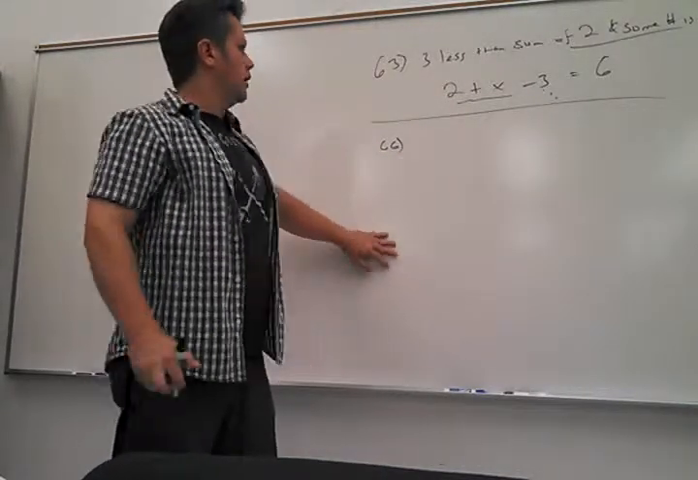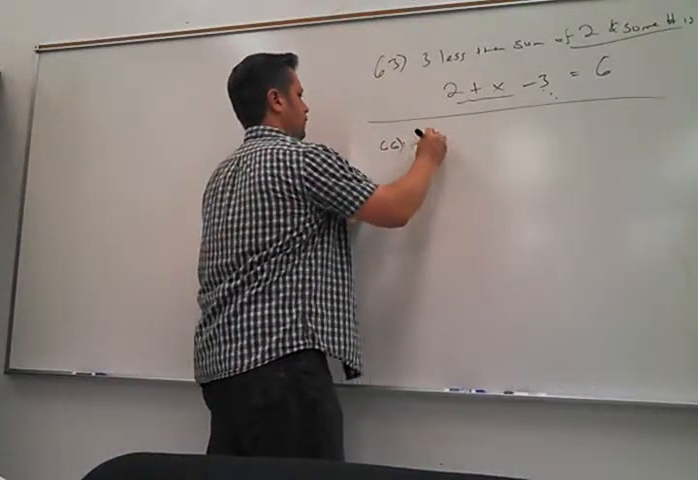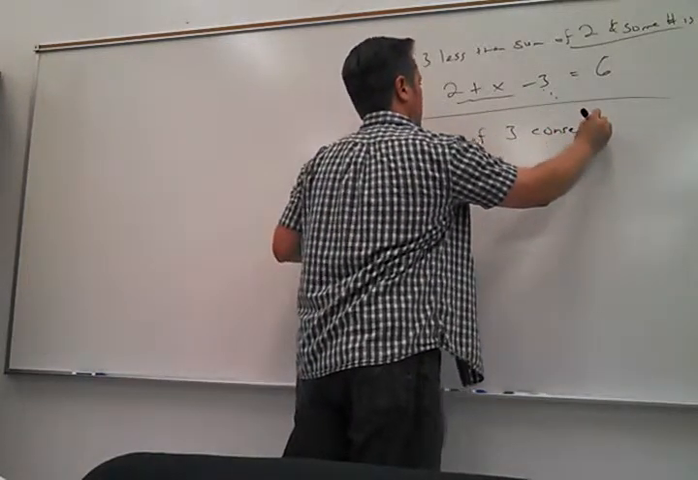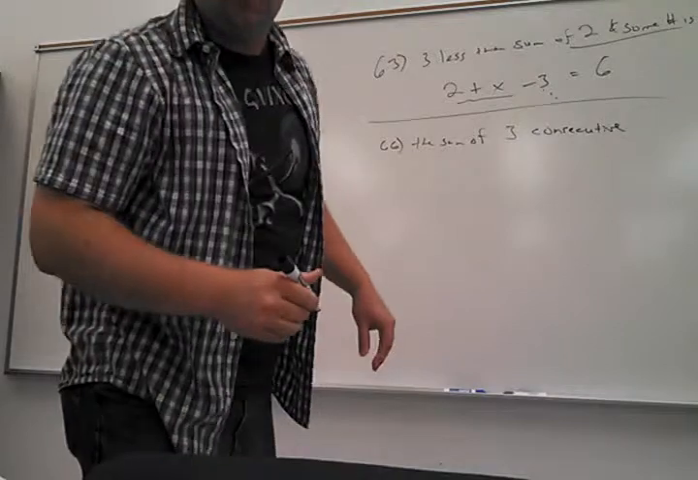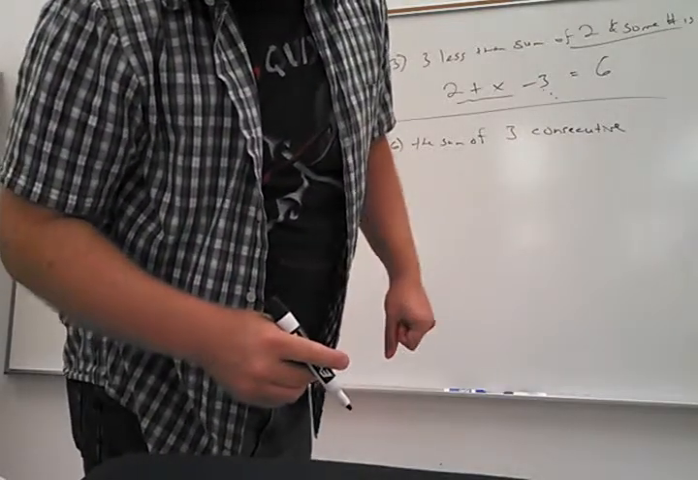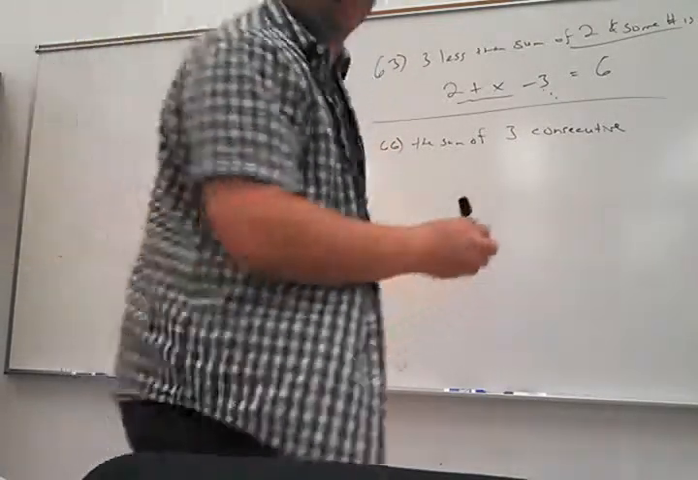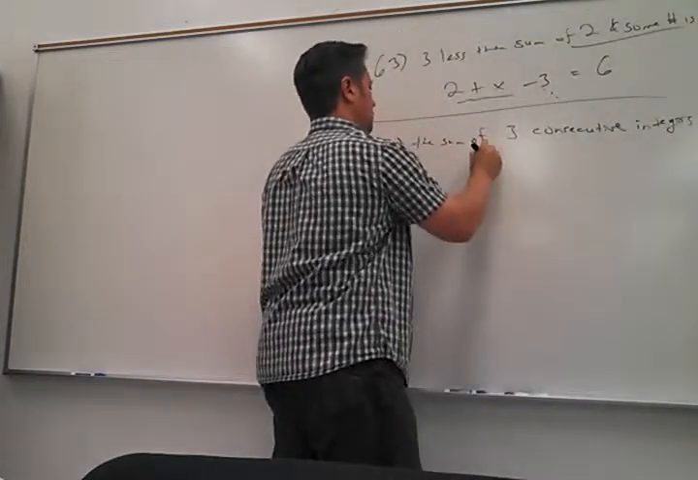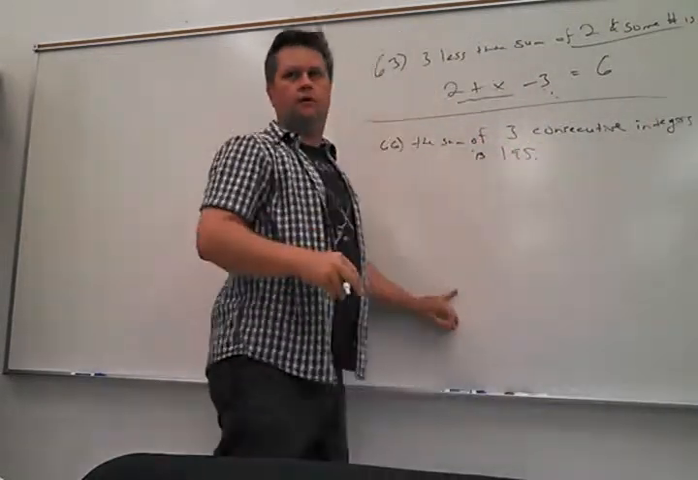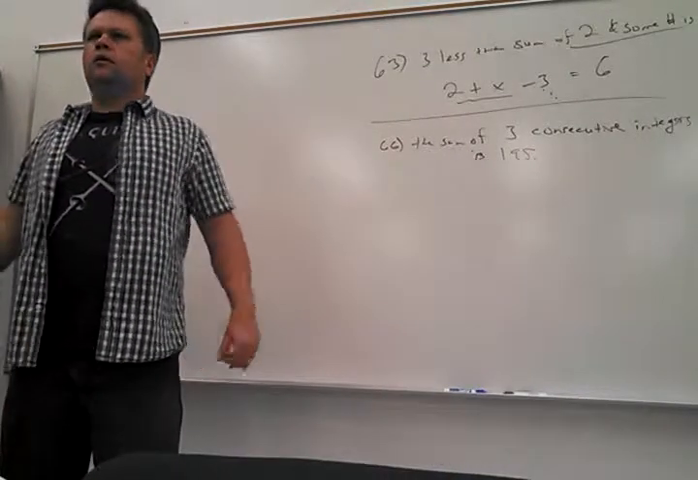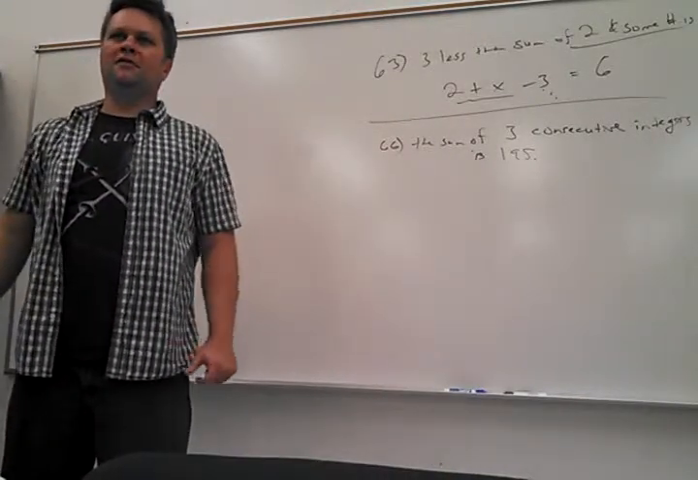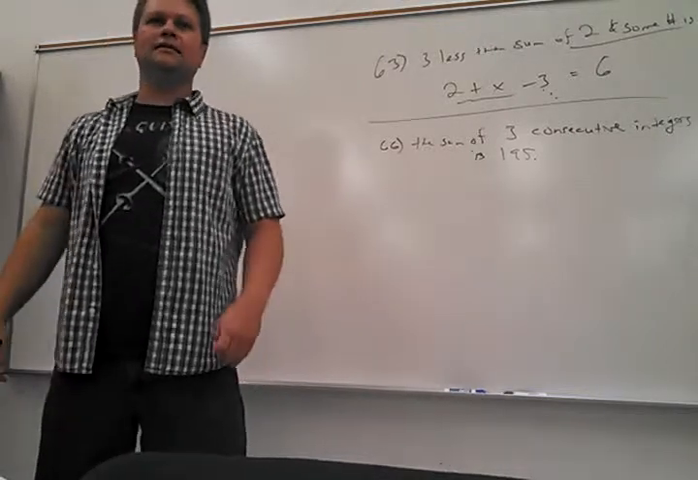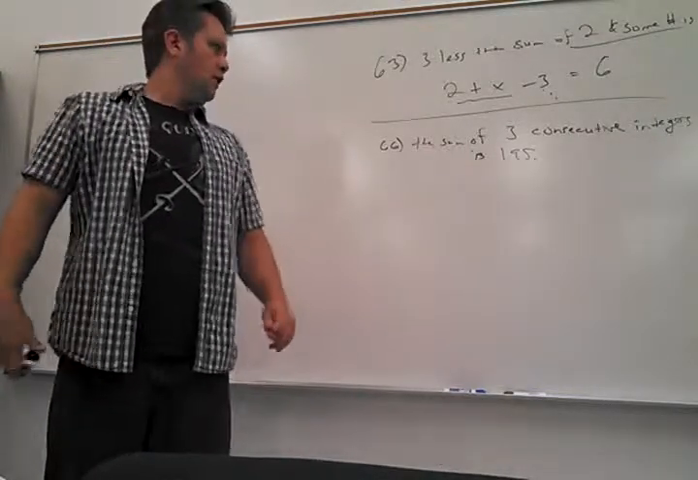And again, this is still in the white book, but it says the sum of 3 consecutive integers. Okay, not even integers. The sum of 3 consecutive integers is 195. Find the numbers, right? So what the hell? There's a shortcut to this, but I need to see the algebra, right?